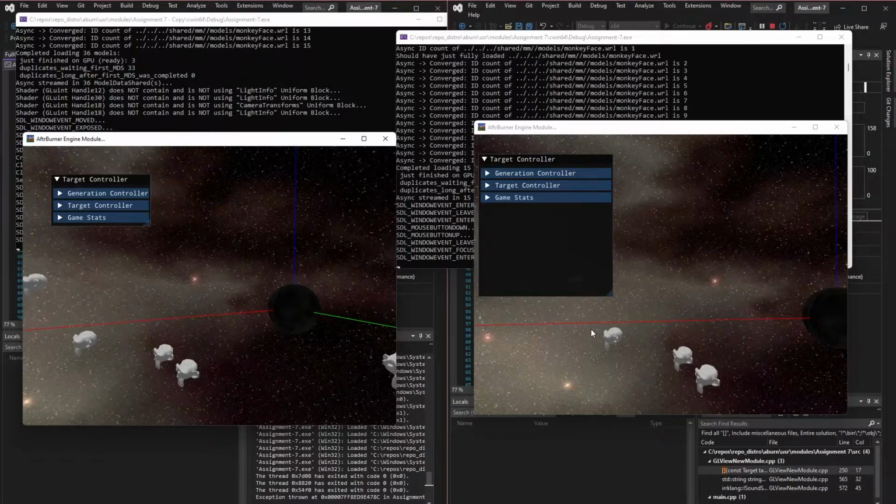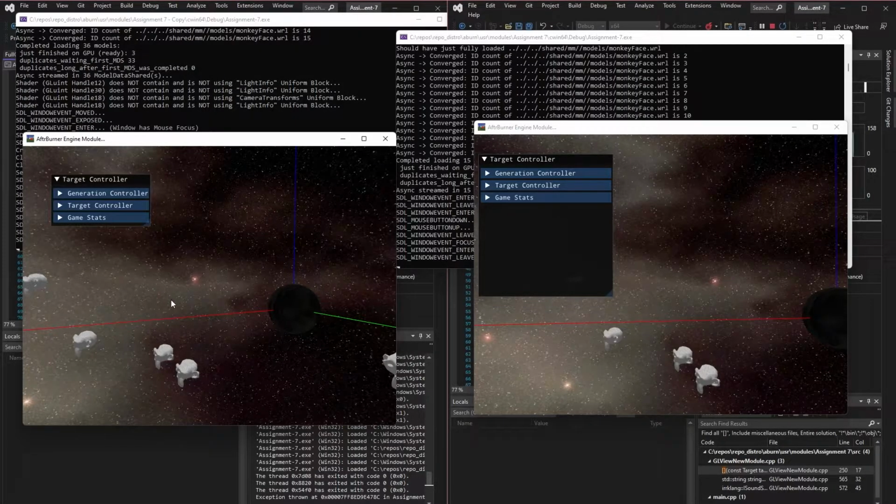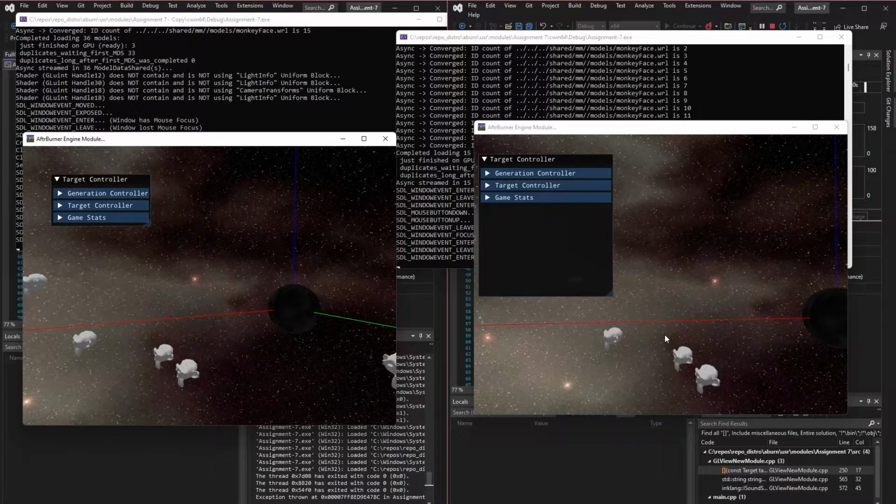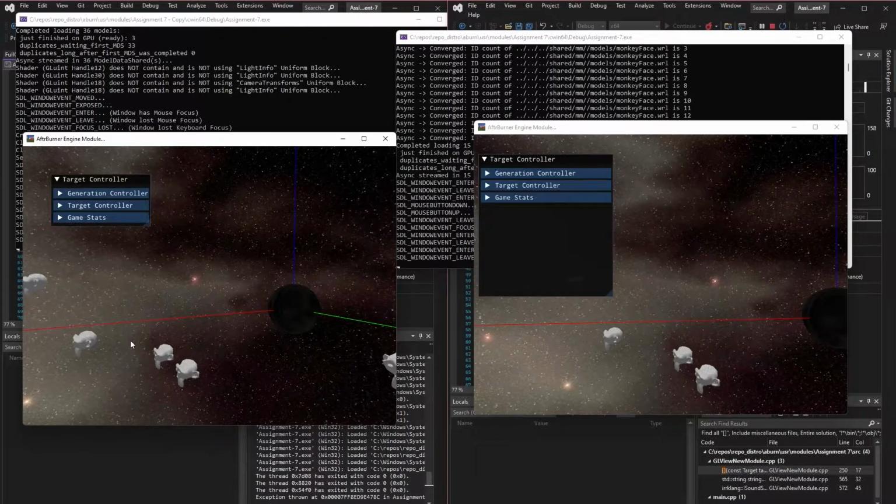So as per the previous assignments, on the left we have our client instance, and on the right we have our host instance. And as per usual, I muted the client instance of the program because nobody wants to hear it twice.